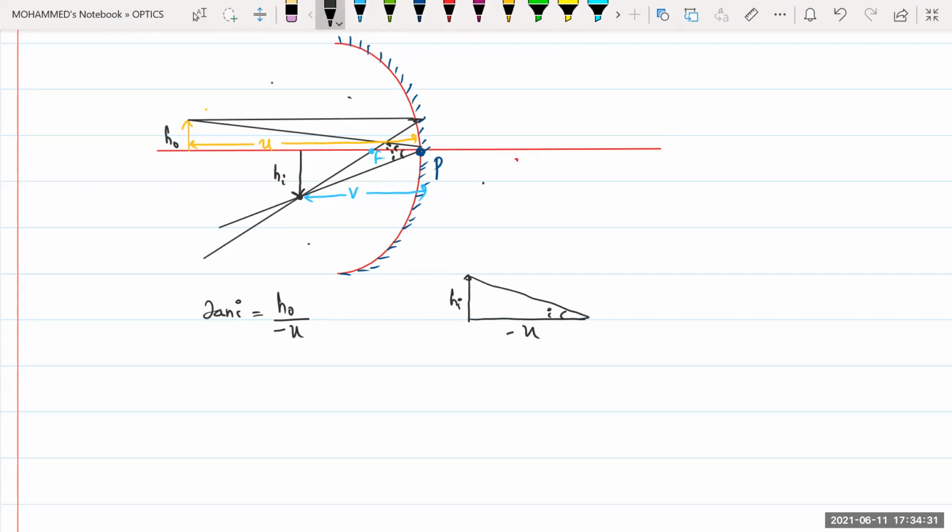So tan theta means what? Vertical by horizontal. So tan I is equal to the height of object divided by minus u. In the same way, the tan of the other I downward is also the same. Downward, this one is the height of image, and this is the same angle I, and here this will be minus v. So tan I will be equal to minus height of image divided by minus v. Why minus height of image? Anything below the principal axis will be negative, and anything above the principal axis will be positive.